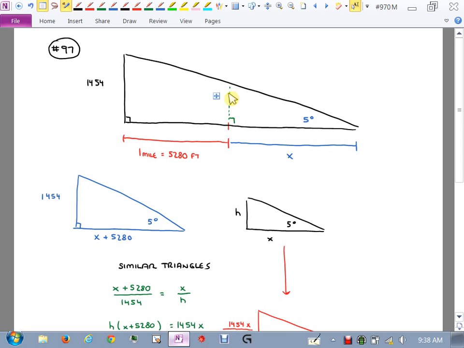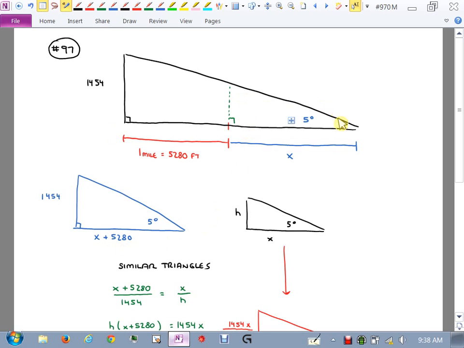And notice we can create 2 right triangles here. We have a big right triangle, which is created by the building and the boat, and we have a smaller triangle, which is created from the shoreline to the boat. I want to look at those 2 triangles separately. So the big one here has a side, this side over here, that is 1454. The angle is still 5 degrees, and then this side here is this distance, 5280, plus the x here. So that's what I put here, x plus 5280.